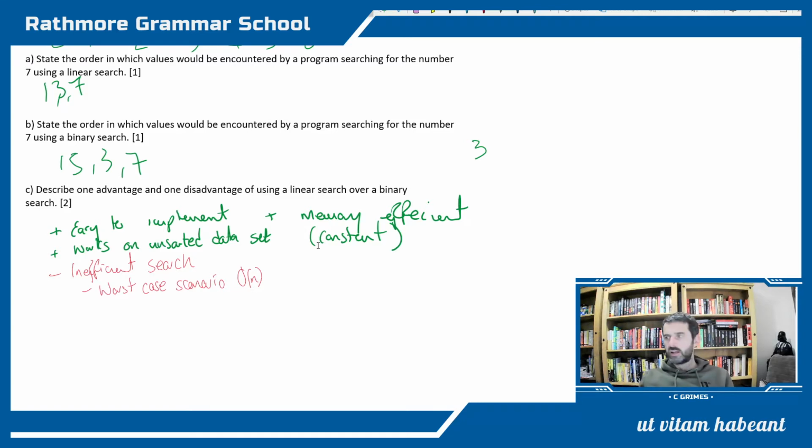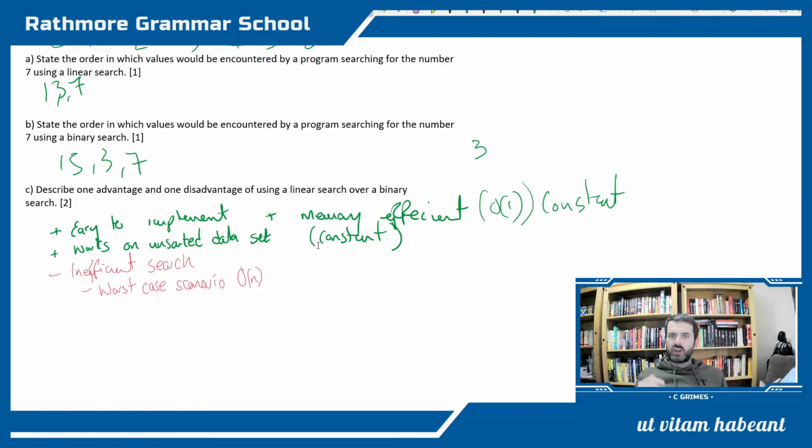And then when we look at the advantages and disadvantages, 3 advantages. There's only a 2 mark question, but any of these 3, if you said it was easy to implement programmatically, it's memory efficient in comparison to the binary search, and if you said that it's O(1) or it's constant memory, and it works on unsorted data, fine.